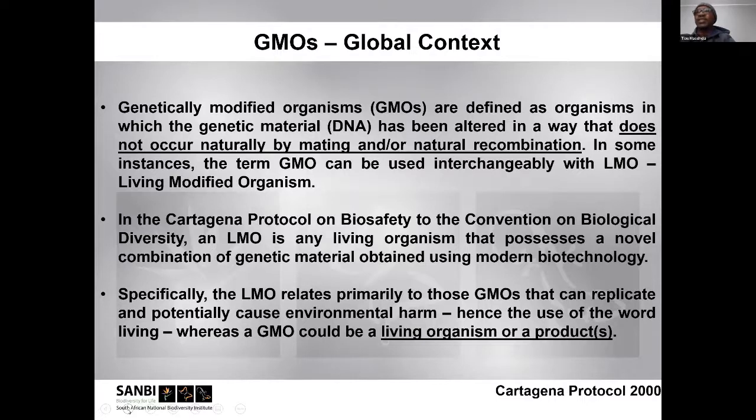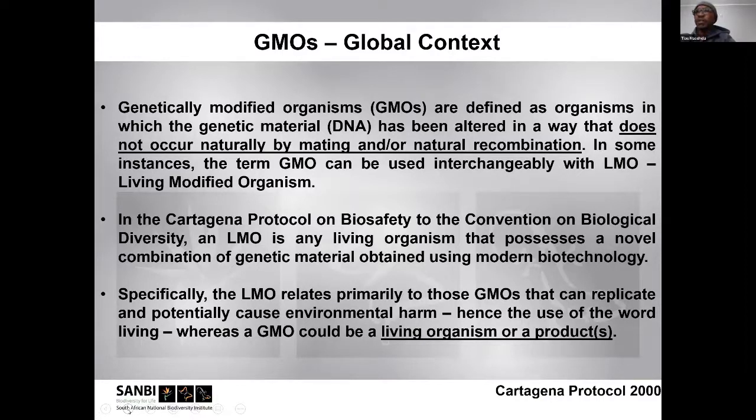But all it says is that genetically modified organisms are defined as organisms in which their genetic material, or what we normally refer to as DNA, has been altered in a way that it does not occur naturally by mating or natural recombination. So this means that a certain gene has to be taken somewhere to be put in this organism or to be inserted in this organism. So that's why they use the term does not occur naturally. So anything that occurs naturally through hybridization or so on cannot be labeled as a GMO or an LMO.